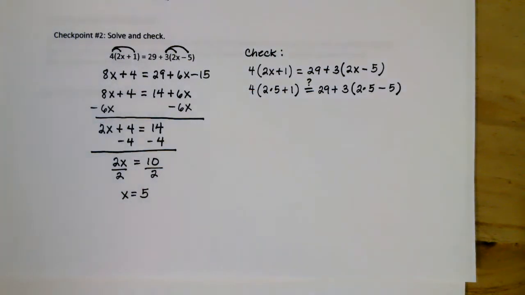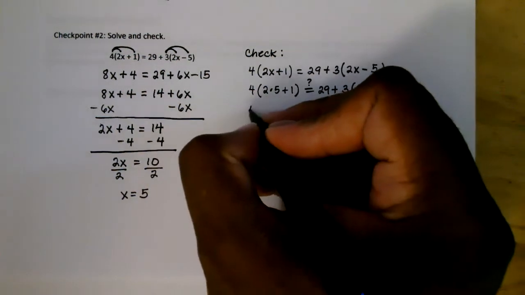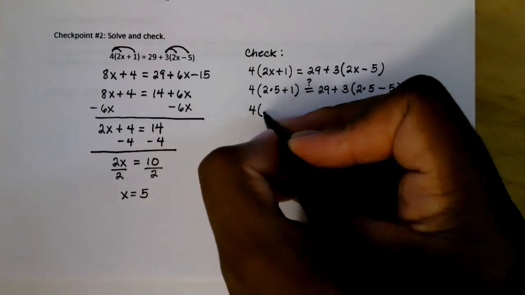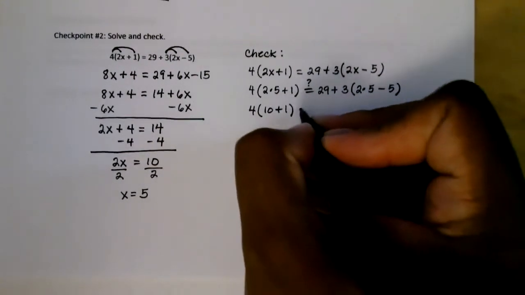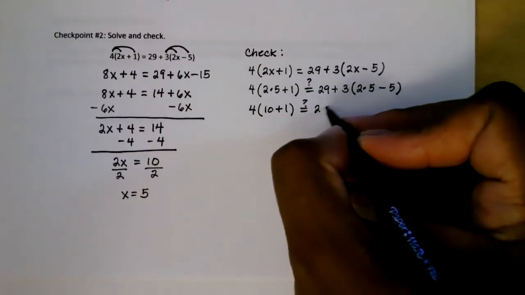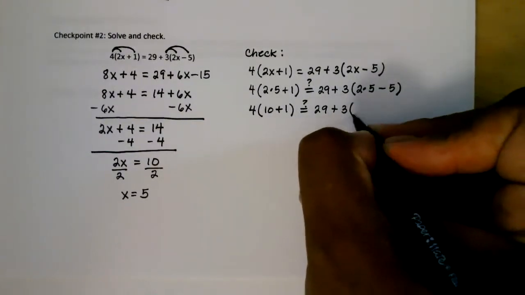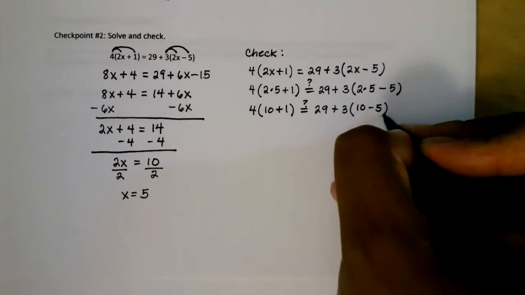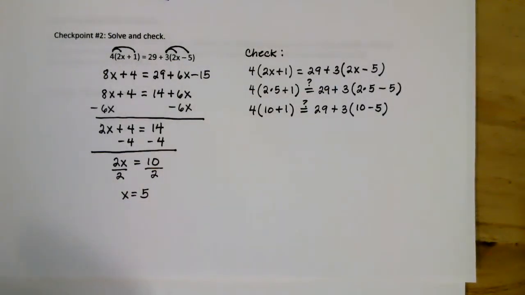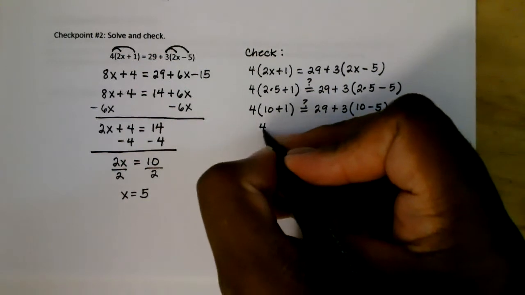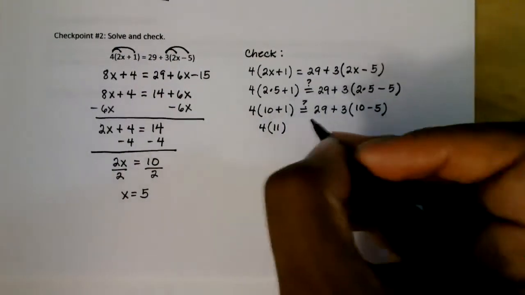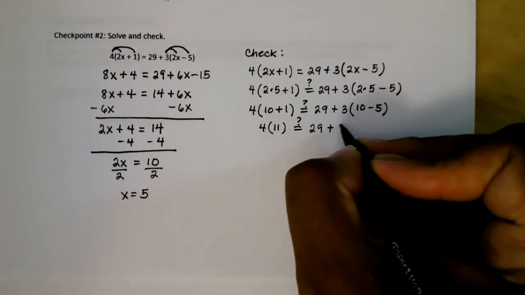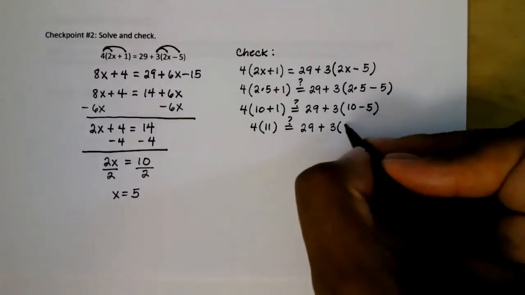And then we just simplify each side. Like on the left side, I bring down the 4, and in parentheses, I have 2 times 5. That's going to be 10 plus 1. That's equal to 29 plus 3, and inside the parentheses, I do 2 times 5. That's going to be 10 minus 5. Still simplifying what's inside the parentheses here. Bring this 4 down, and 10 plus 1 would be 11. That's equal to 29 plus 3 times 10 minus 5 will be 5.